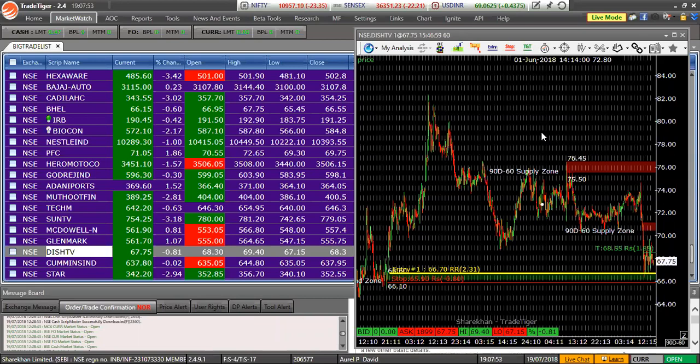To overcome this, I have started moving to a 75-minute chart, because when I go for a 75-minute chart, then I get candles of equal length.